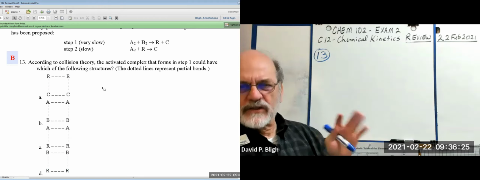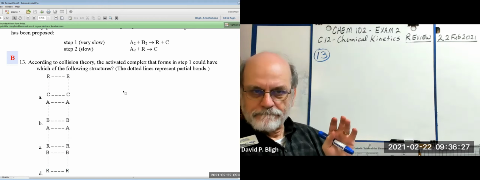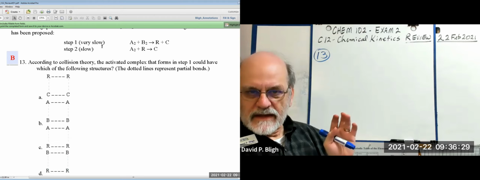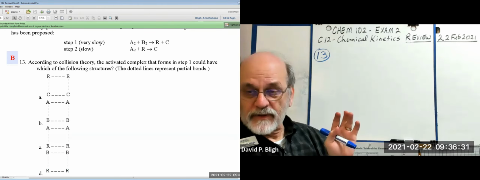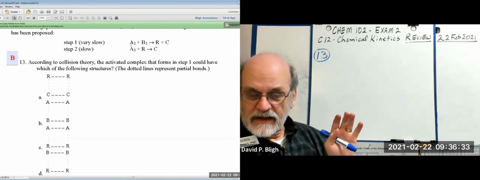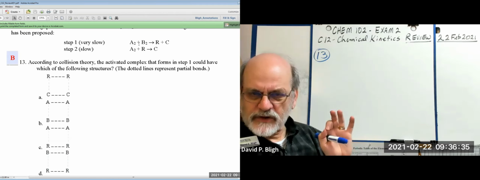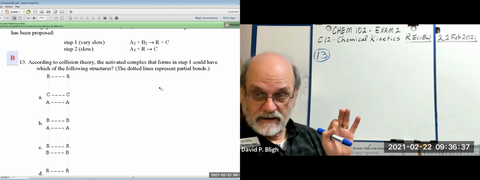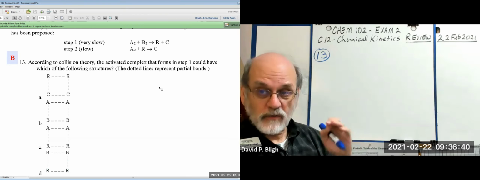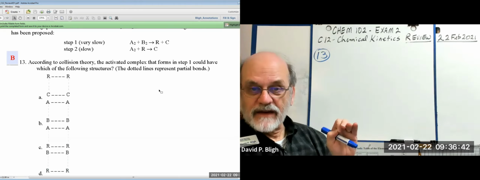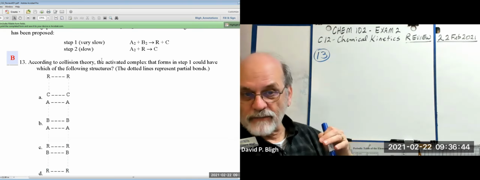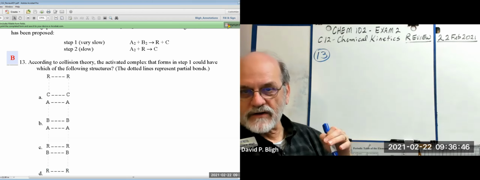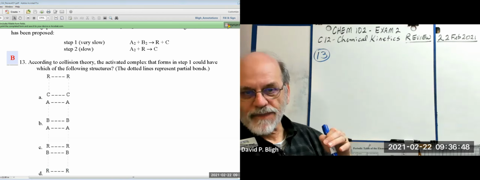So what would the complex look like? Well, if the very slow step is the rate determining step, then we need to look at A2 and B2. What are they doing? If they determine the rate of the reaction, then what would the activated complex look like?